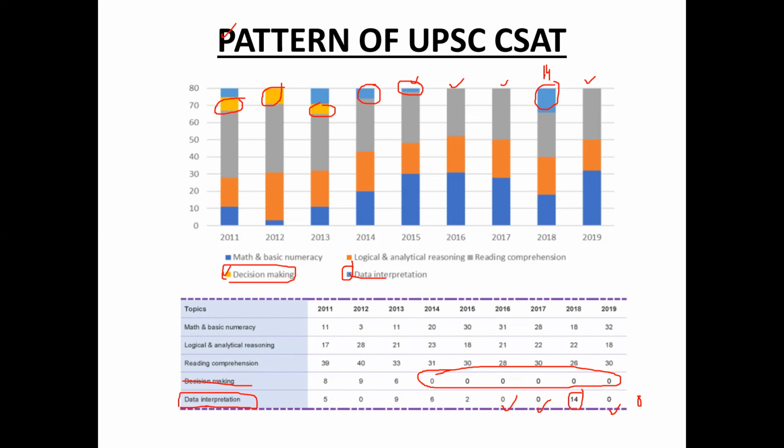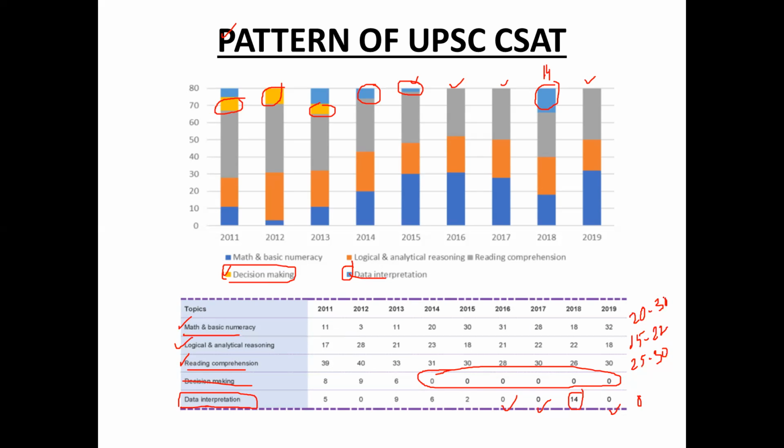Now we come to the three main topics which will be the most important for you: reading comprehension, maths and basic numeracy, that is quant, and logical reasoning. If you go through the past papers, you will notice that 25 to 30 questions have been asked from reading comprehension. Even logical reasoning has been very consistent, somewhere in the range of 15 to 22 questions. And maths and basic numeracy is generally somewhere in the range of 20 to 30.